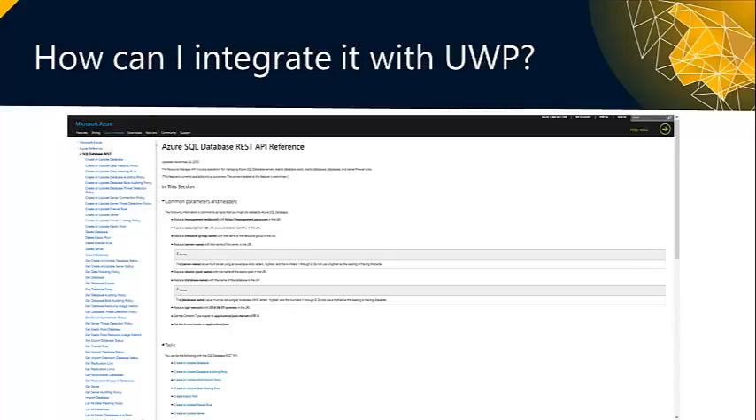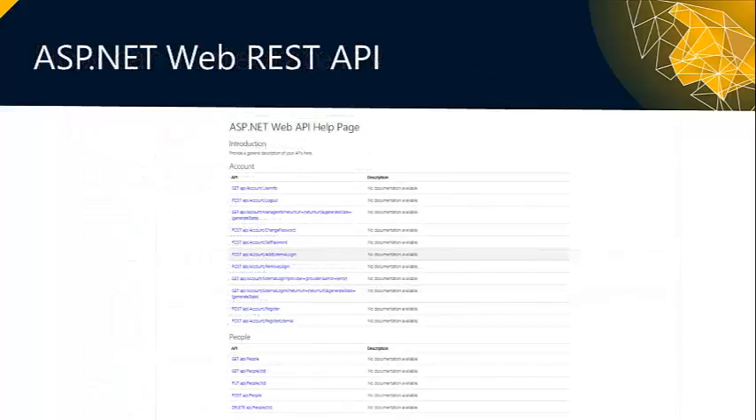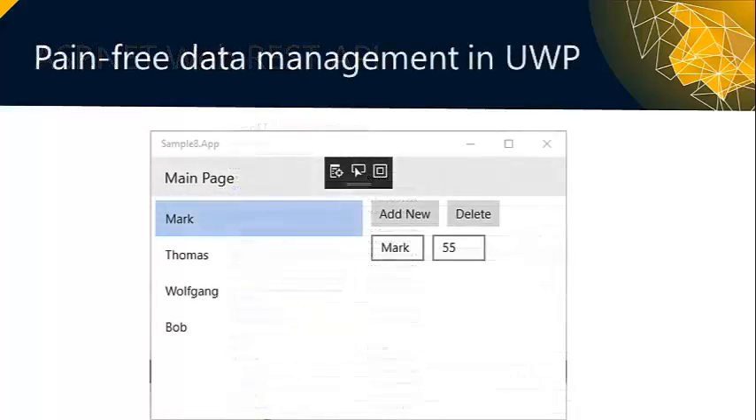So how we integrate with Universal Windows Platform applications is we're going to be using those REST APIs that Azure provides. And then we're also going to be talking about ASP.NET Web REST API services, as well as in our two samples. So that's the pain-free data management in Universal Windows Platform. That's the first sample. And then the next sample is actually the databases. So it's actually two projects that kind of work together. So there's the database project and then the application project.